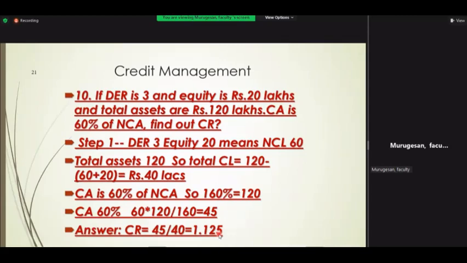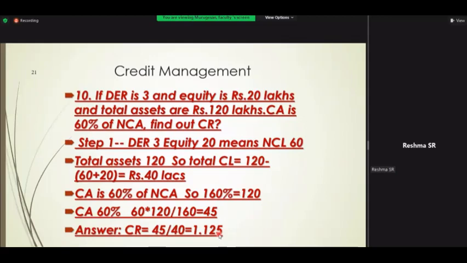NWC, lifetime subject. Long-term sources, I will repeat: capital plus long-term loans are long-term sources. Short-term sources, current liabilities. All current assets are short-term uses. All NCA is long-term assets. So the balance is nothing but total assets will tally with total liabilities. Liabilities broadly three segments, assets two segments. Yes, tell me, madam, any doubt?